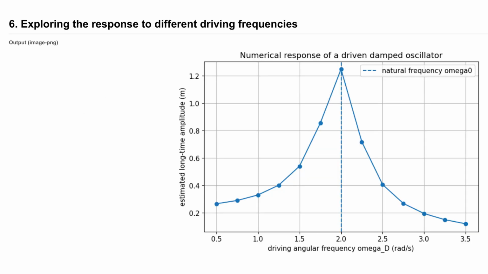The output reveals the resonance curve. As expected, the steady-state amplitude reaches its maximum when the driving frequency is very close to the natural frequency of 2 radians per second. The peak is slightly shifted and rounded due to the presence of damping.